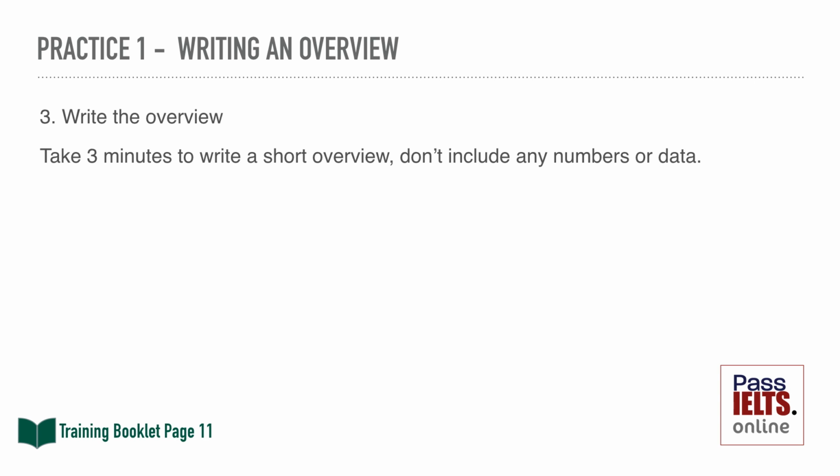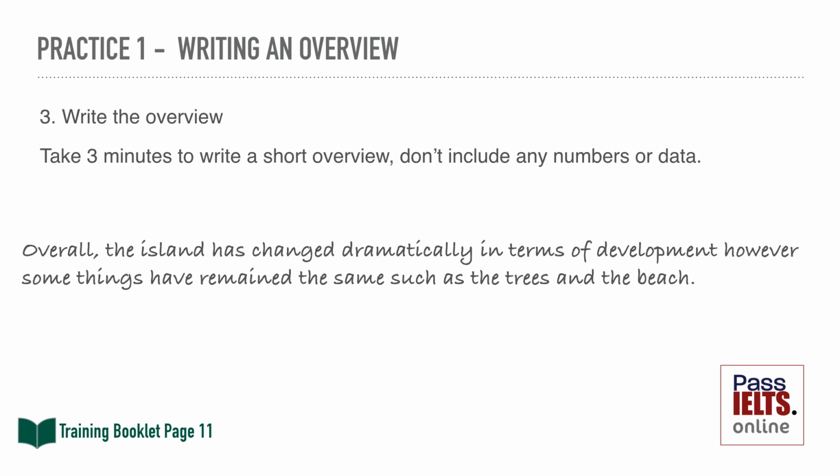Okay, so this is an example of what you could write. Other examples are obviously possible. Overall, the island has changed dramatically in terms of development. However, some things have remained, such as the trees and the beach. It is very important to write a clear overview, and you should not include any details or data. Don't forget, if you don't have an overview, then you will not get more than a 5 in the task achievement.